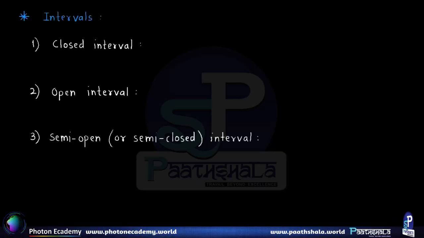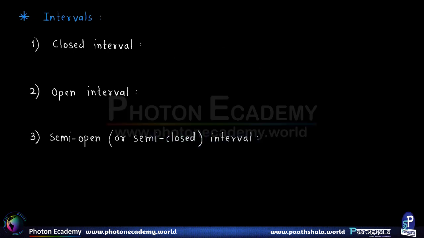Now let us see the intervals that we use in real numbers. The interval is nothing but a set of particular real numbers, but that can be denoted by a compact notation. So therefore we use these intervals very frequently. Now the first one is what is called a closed interval. Now let's see what this means.